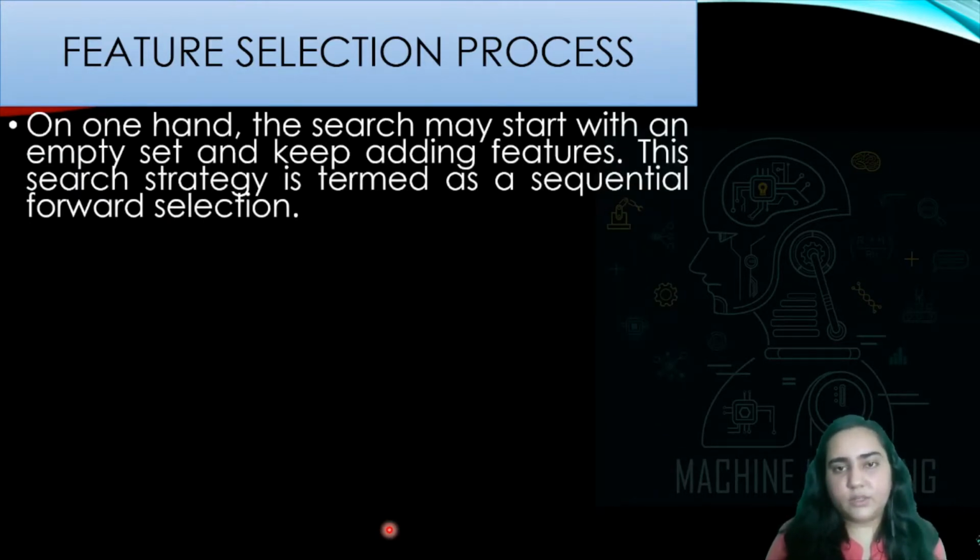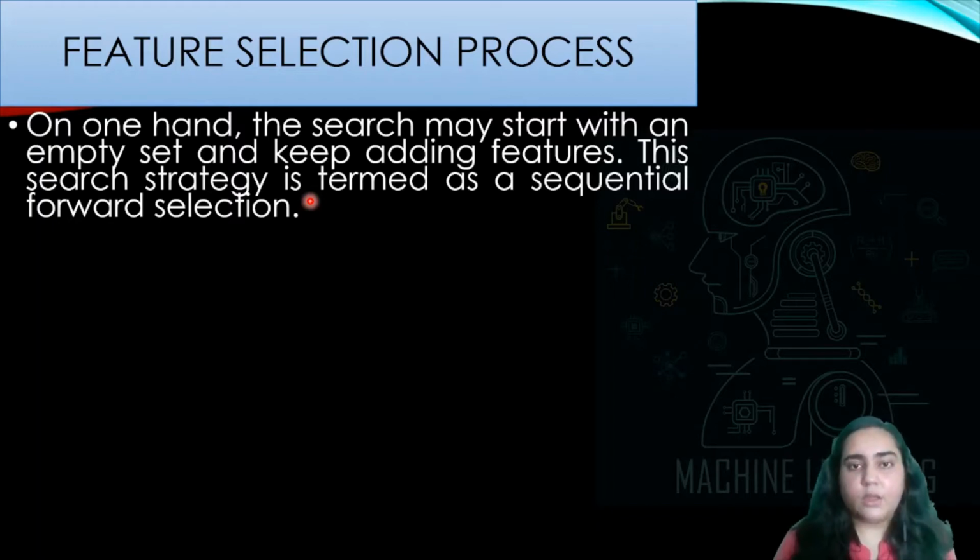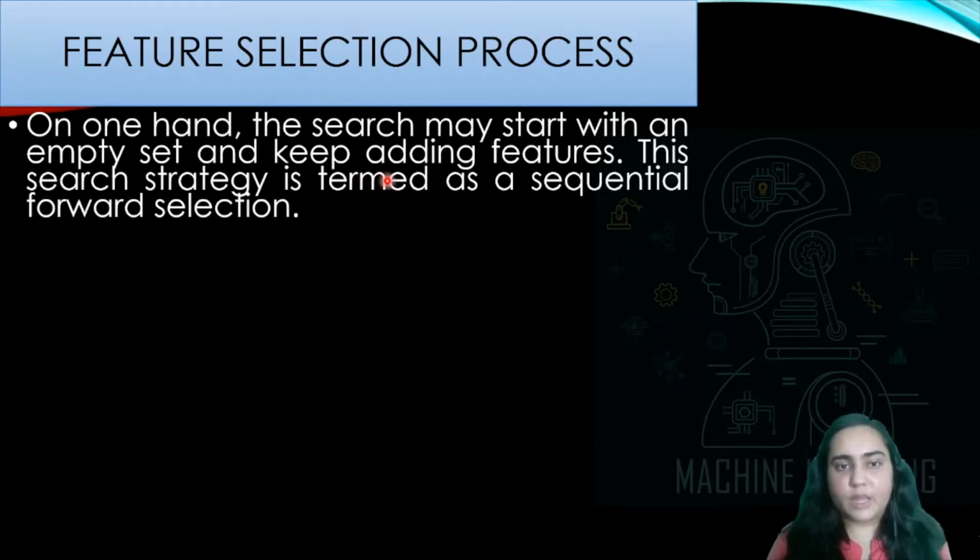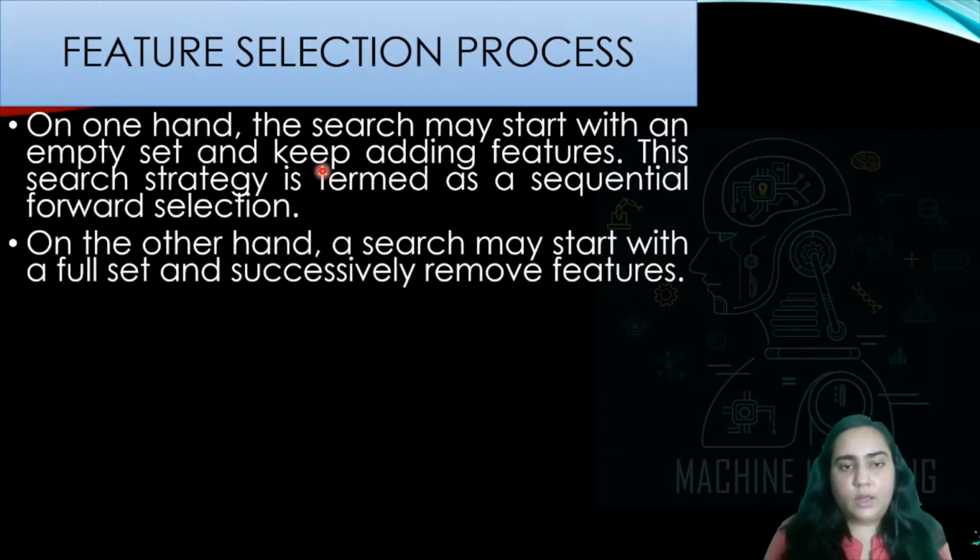On the one hand, the search may start with an empty set. So there are several strategies. The first kind of strategy is that you start with an empty set and then keep on adding features. So that means initially you have an empty set, you don't have to do anything, but later you add one feature to it and check if that one feature is evaluated, whether it is helpful or not. And so this is known as sequential forward selection. So you go on adding one feature at a time and checking if that subset works or not.